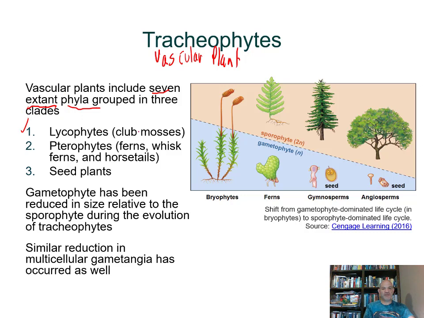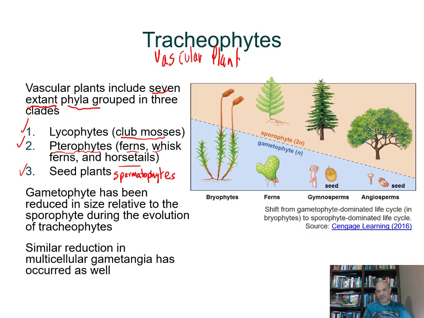There are the Lycophytes, and the actual name is Lycophyta. Those are the club mosses. The Pterophyta, or Pterophytes, are the ferns, whisk ferns, and horsetails. And then the seed plants, which we sometimes call Spermatophytes. Remember, phyte means plant, and sperm means seed. So this literally translates to the seed plants.